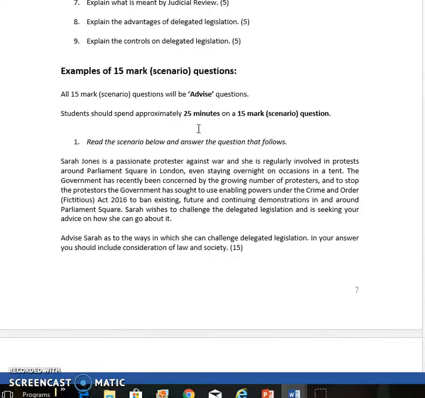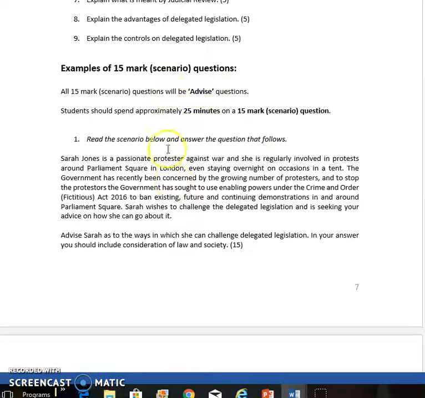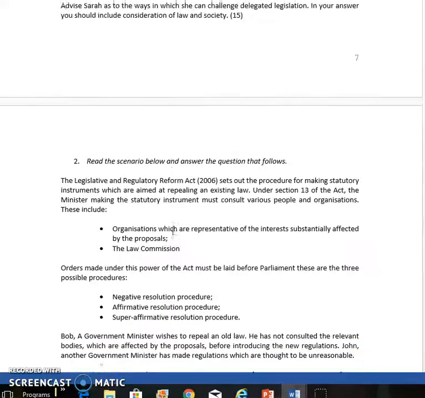Once again, you've then got your advise scenario type question, where here your job is to advise Sarah on the ways that she can challenge delegated legislation. So you would have a look at her situation, think about the parliamentary controls that are on delegated legislation. You'd also have to advise Sarah on how she could challenge it in the courts. So how could she use judicial review in that particular case?